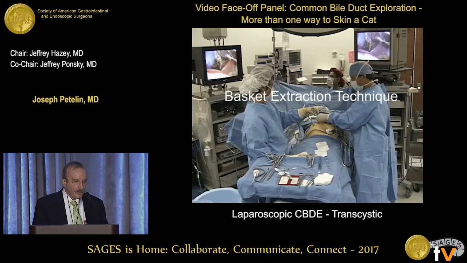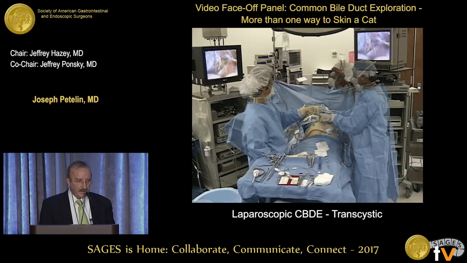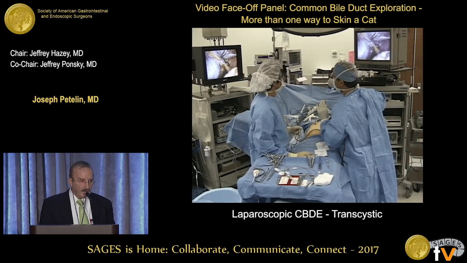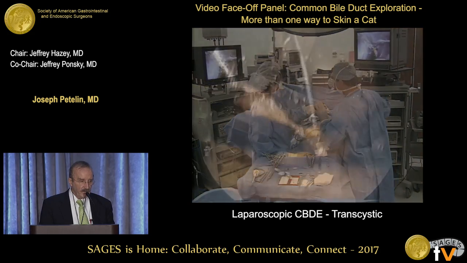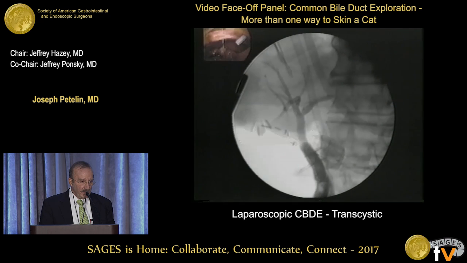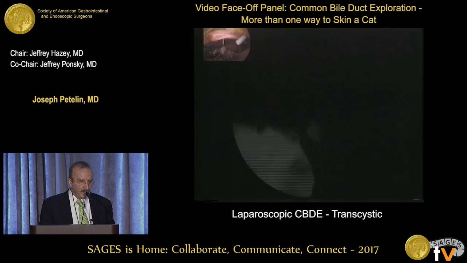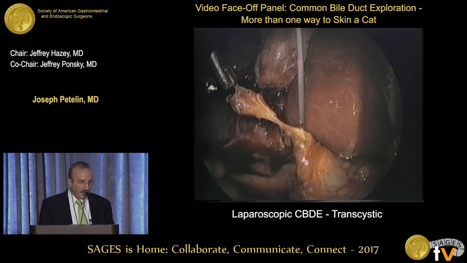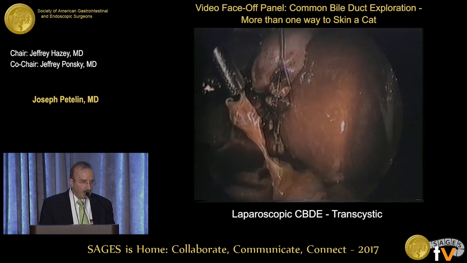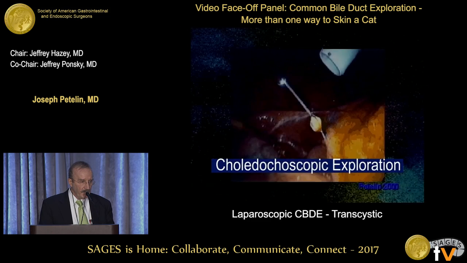When that doesn't work, we will use a basket. The basket will go through that same 14-gauge sleeve. We insert that into the cystic duct just like we would for a cholangiogram, and then we go after these stones. These are the stones from that initial cholangiogram. You can see how wide that cystic duct is, and it allowed us to get those stones out.